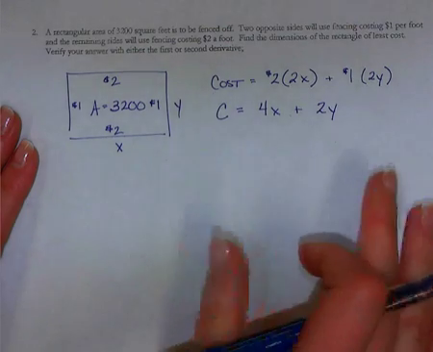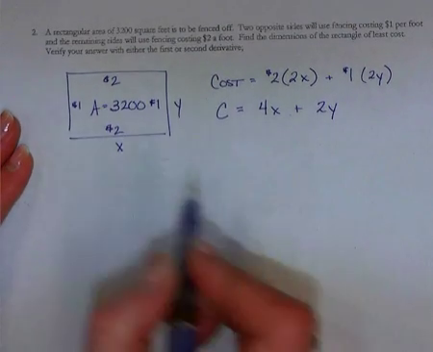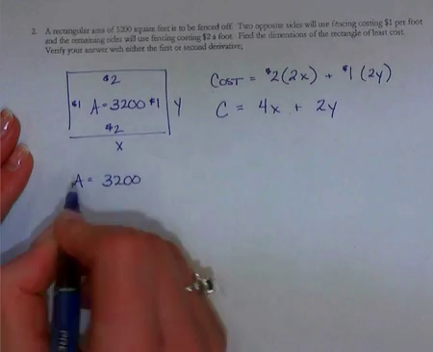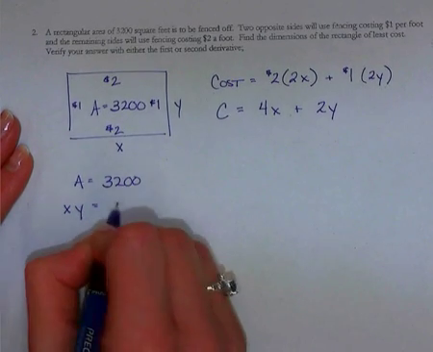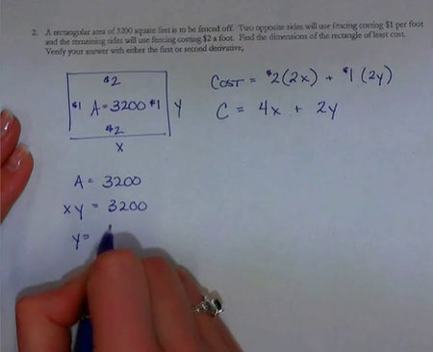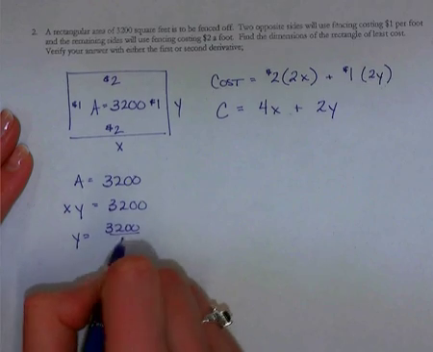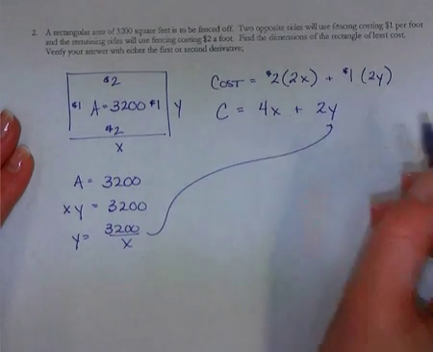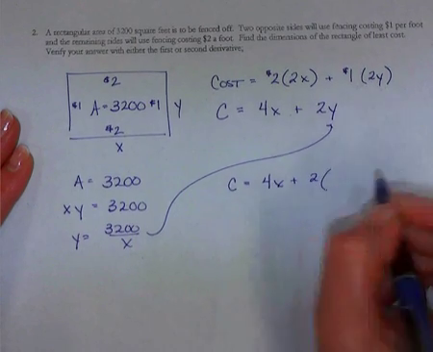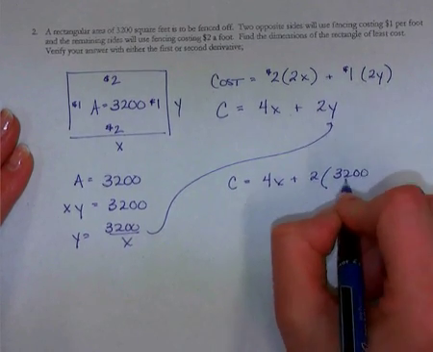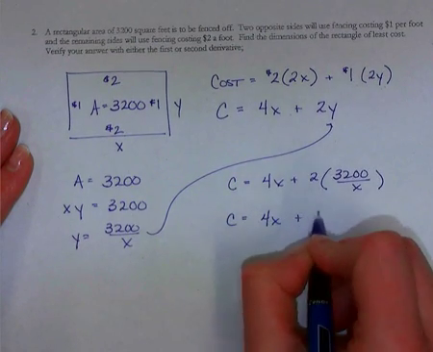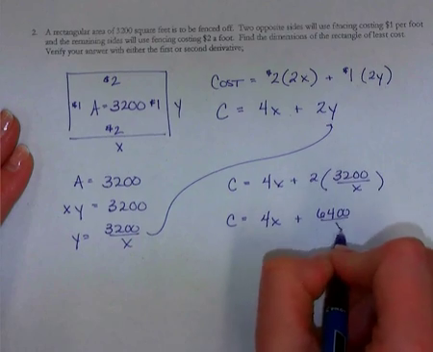Problem being, I've got two variables. We need to figure out a way around that. I was told the area is 3,200, so that means that X times Y is 3,200. I'm going to solve for Y. Y would then equal 3,200 divided by X. Now let's sub that into our formula. Cost is equal to 4X plus 2 times 3,200 divided by X. Let's simplify: 4X plus 6,400 divided by X.